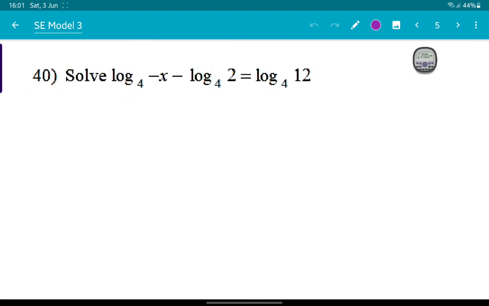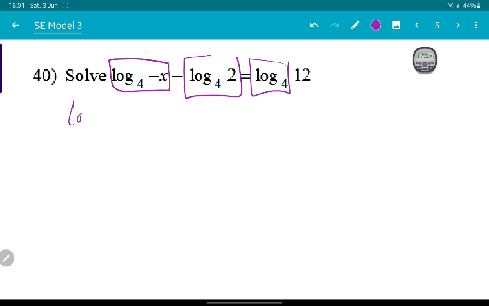Okay, to solve this, we have two logs and we have one log to the right. Remember that you need one log on the left side and one log on the right side with the same base. We have this, but we have two logs in the left side. Do you remember that subtraction we can bring it back again to the division? So this could be log base 4 negative x over 2. We divide this, equals log base 4, and this is 12.